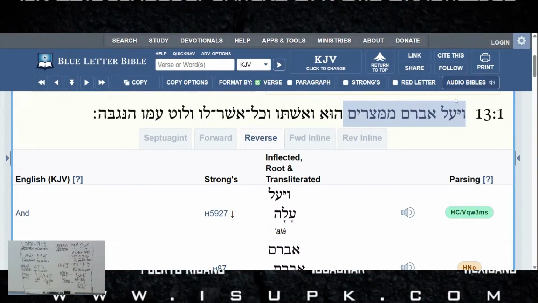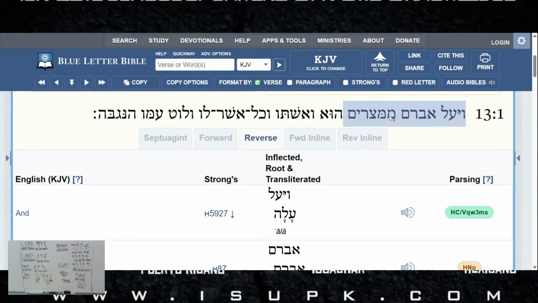So wa at the beginning of a root word is and. Ya at the beginning of a root word is he. Right? Al is over, upon, or against. And he over, and he upon, and he against. Abram is Abraham before his name was changed to Abraham.